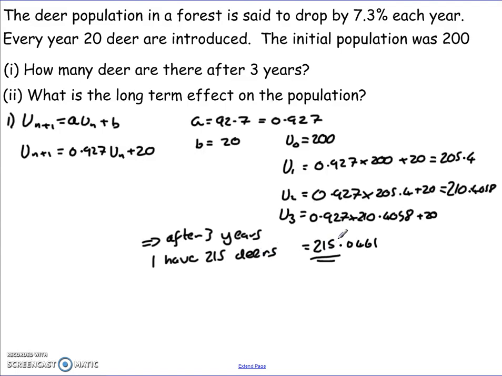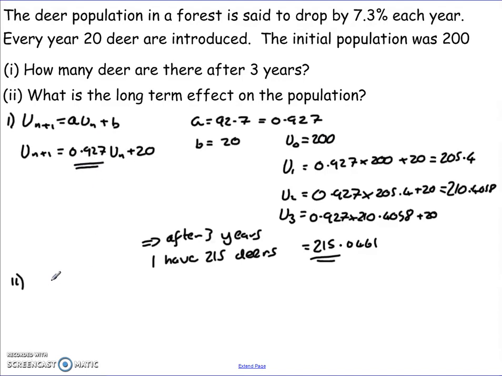Okay. After 3 years, I've got the 215. I don't have a full deer yet from this, so I ignore that part there. Now the second part is what is the long-term effect on the population. The way to think about this is what's going to happen to the population. What's the limit after a long time? Well, looking at the recurrence relation, we know a limit exists because of this.